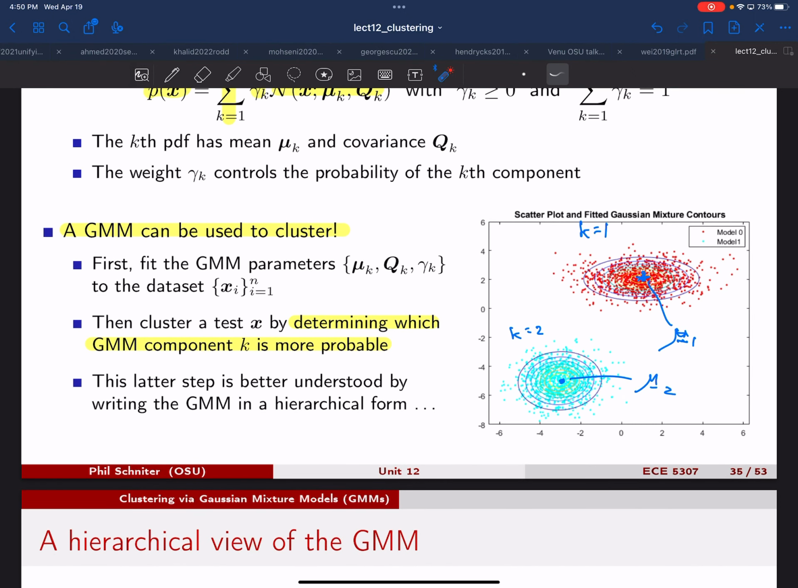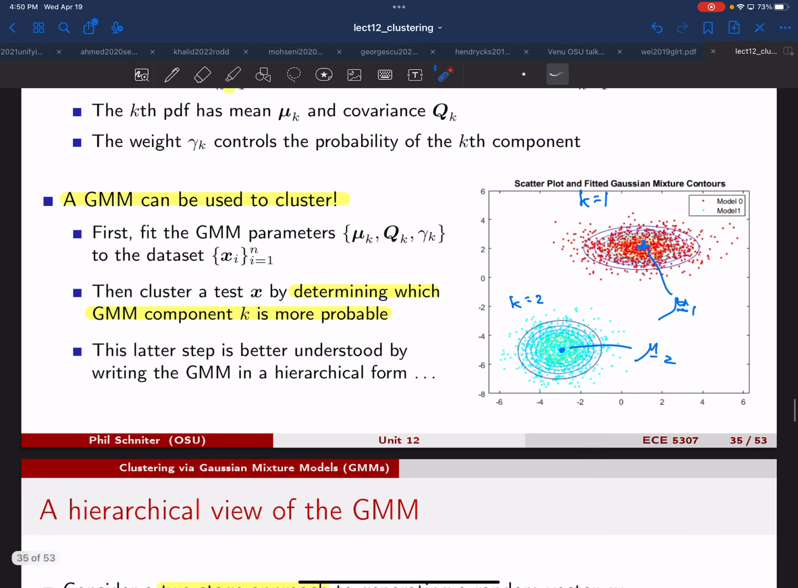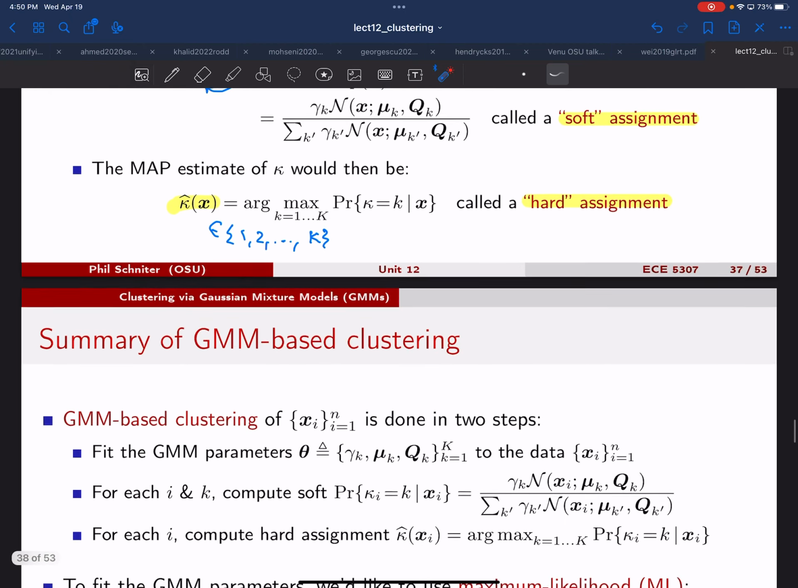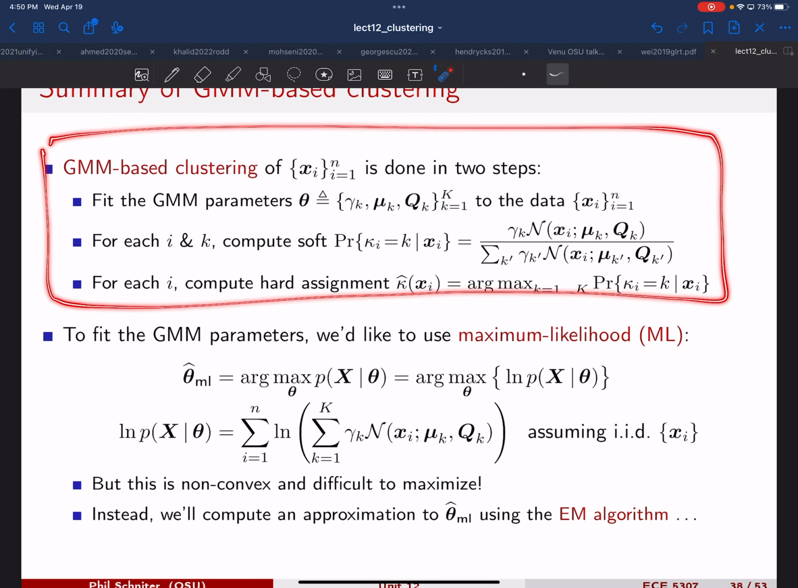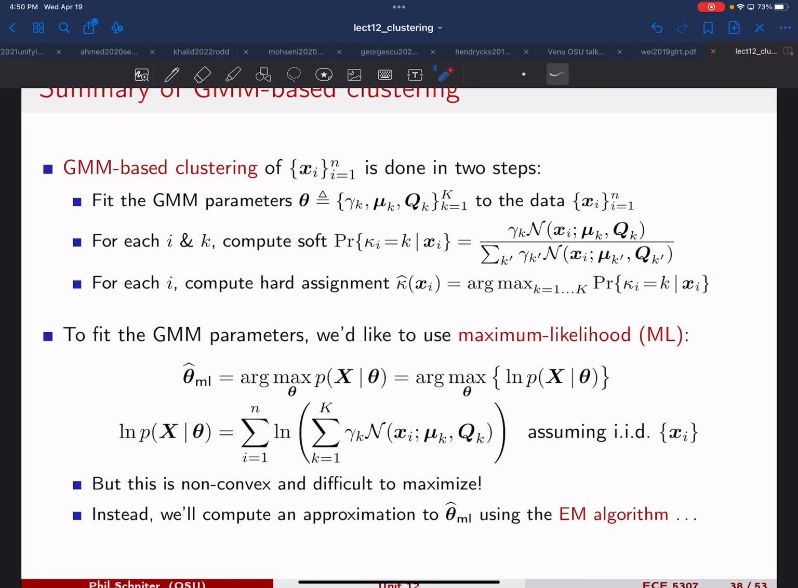So there's basically going to be some decision boundary. It's not going to be linear anymore. It's going to be maybe something that looks like this. Anything on this side will come from that cluster, and anything on this side will come from that cluster. So that's basically how we do clustering with Gaussian mixture models. Okay, any questions on that?